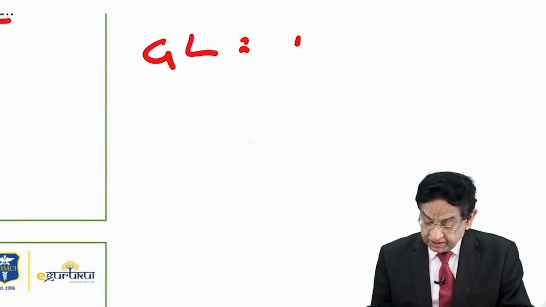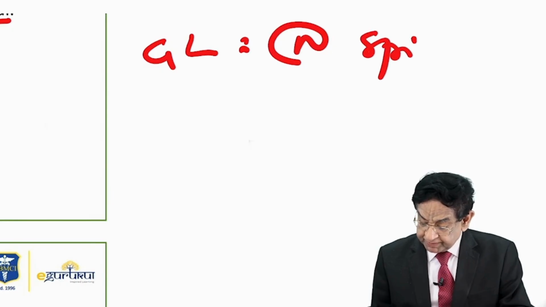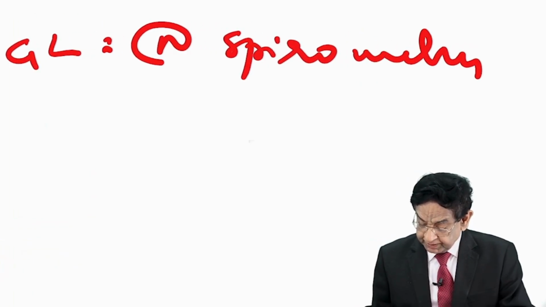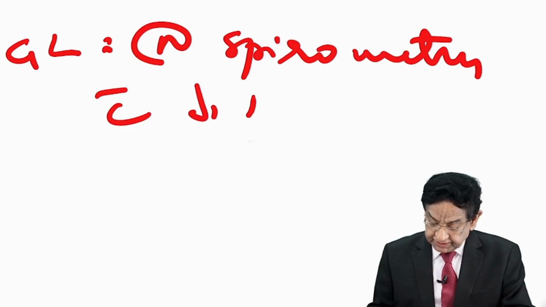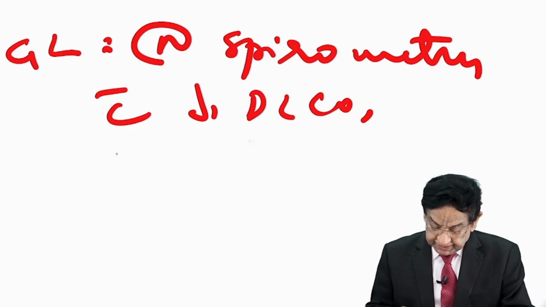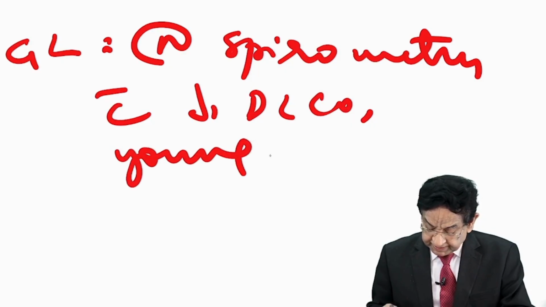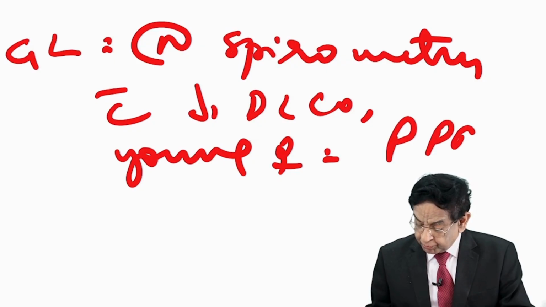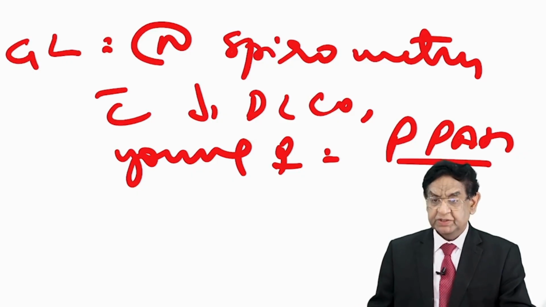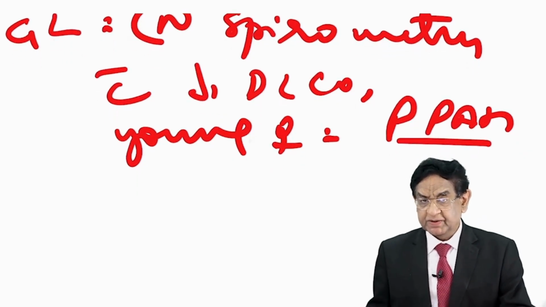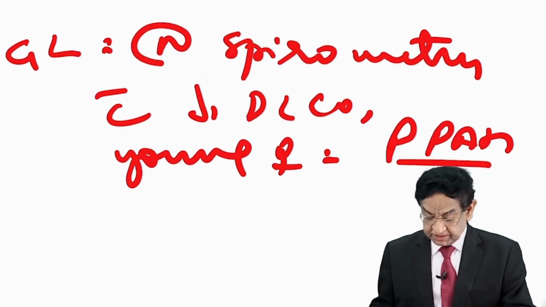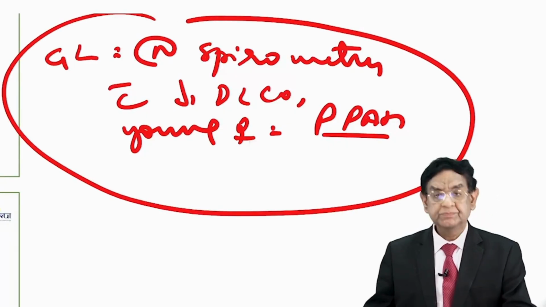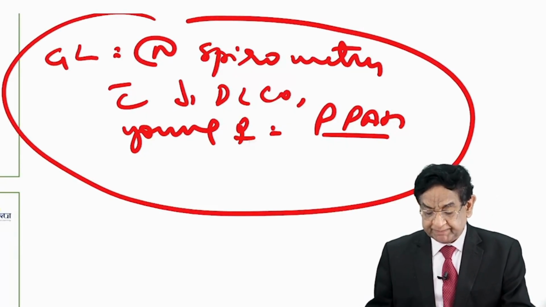Golden line: normal spirometry with reduced DLCO in a young lady is primary pulmonary arterial hypertension, so-called idiopathic PAH. Golden line to remember. Spirometry normal, diffusion capacity is reduced.